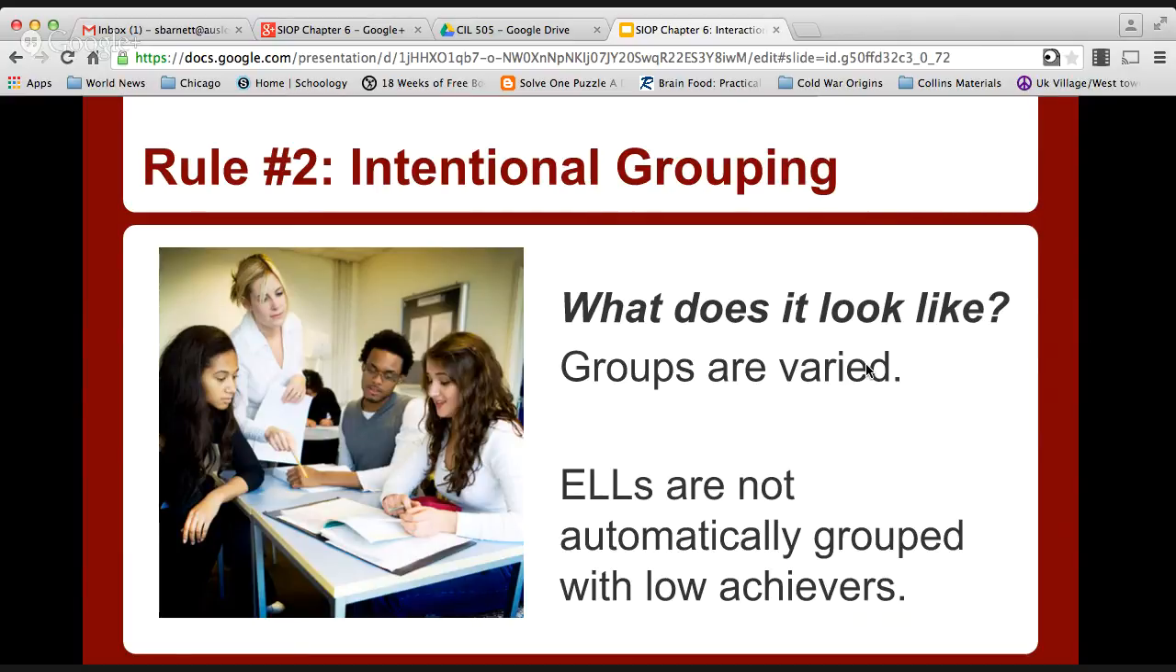Also, make certain that you're not automatically grouping all your ELLs with low achievers. That happens a lot. A student may be extraordinarily high achieving in a given academic subject, but not necessarily able to communicate super well. So it's actually doing everyone a disservice if you are doing some intentional grouping to put that student with some lower performers.